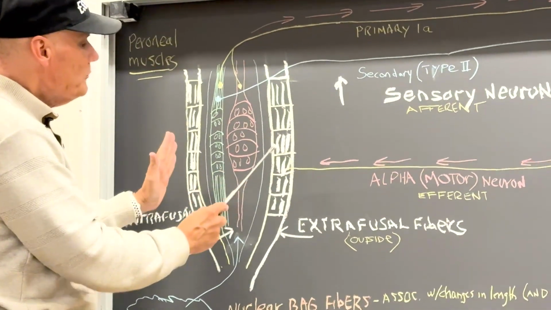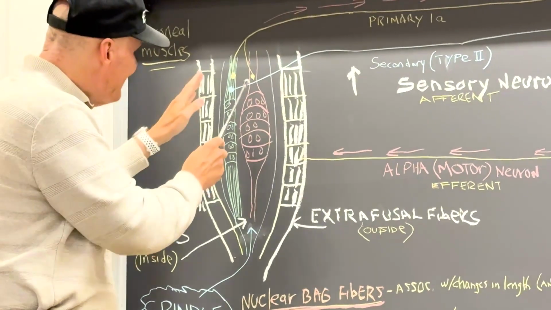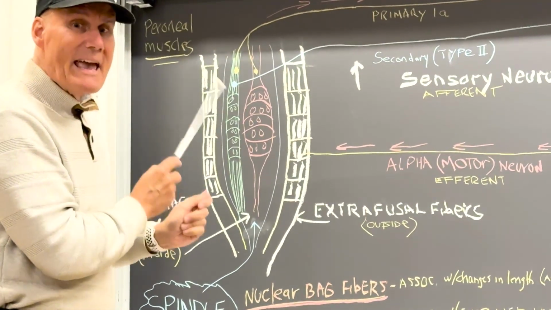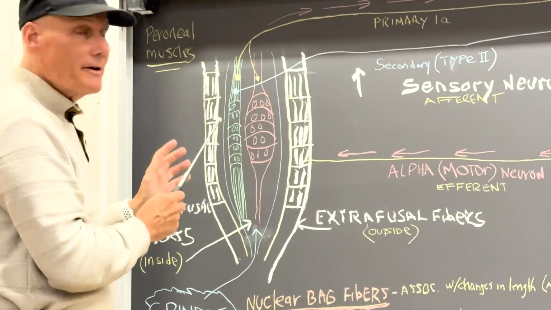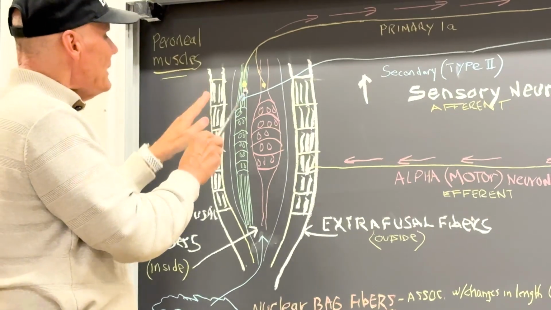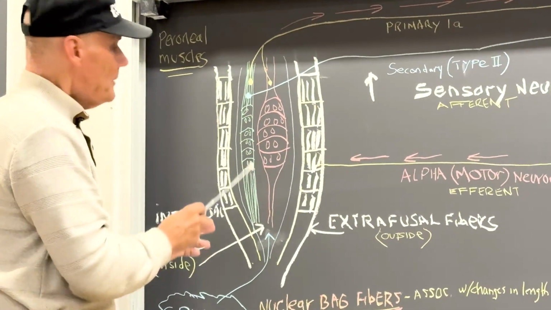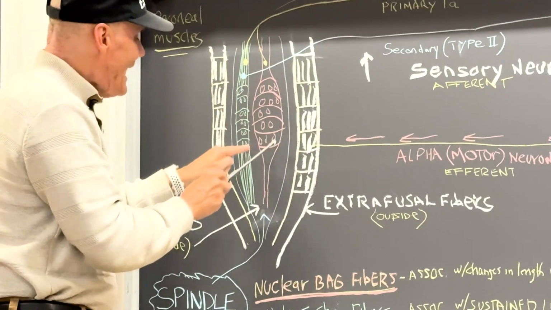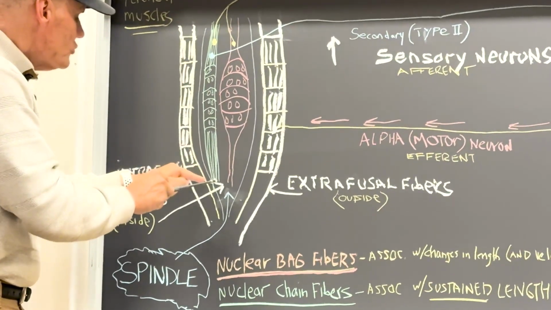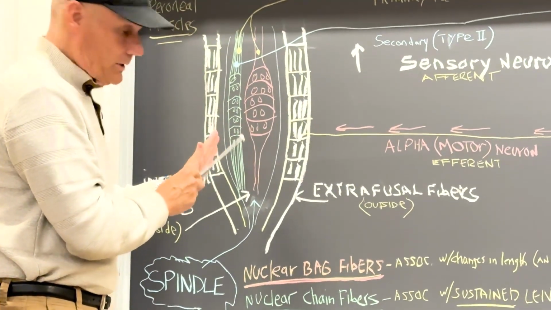So we get the extrafusal fiber, the part that attaches to the bone, causes the contraction. And then inside, what we talked about is the muscle spindle's main function is to monitor changes in length, okay? And the muscle spindle can be further broken down into two other components, the nuclear bag fibers, and then the nuclear chain fibers. They have different roles, okay?